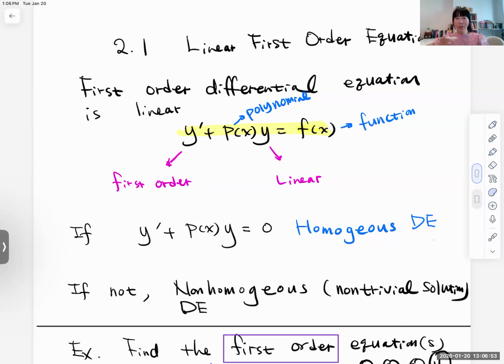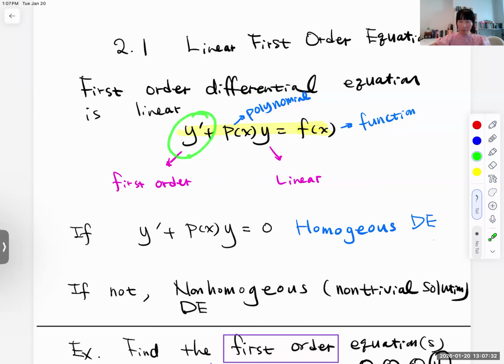Hello everyone. Today we are going to learn 2.1, linear first order equation. We learned first order linear equation last section. Today linear first order equation is the same, just with linear in front. So this course is about differential equations, and it's linear. We learned this form last time.